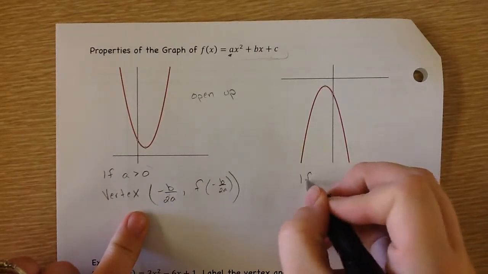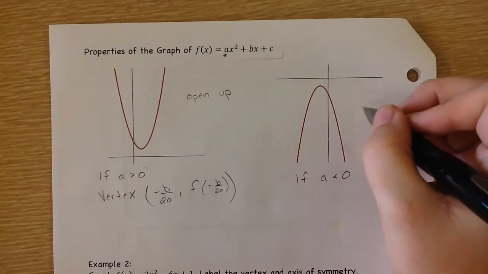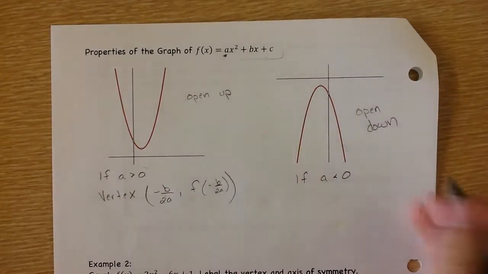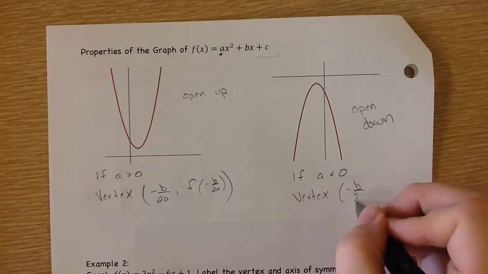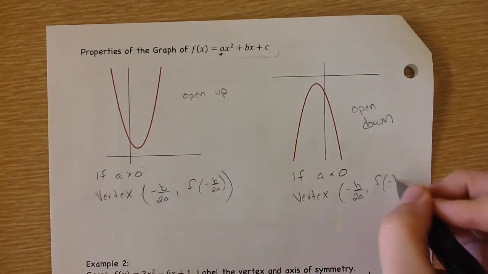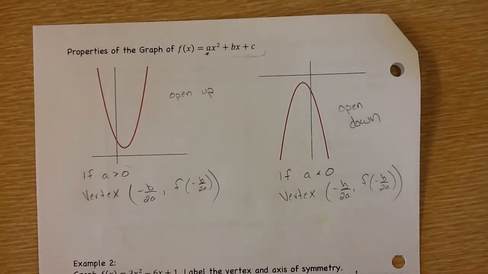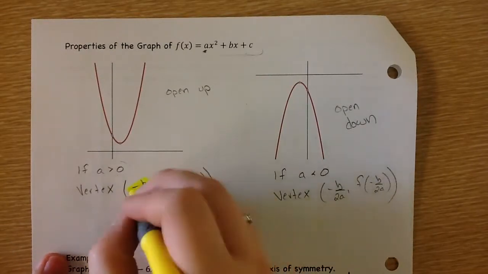If a is less than 0, if it's negative, then it's going to look like this. It's going to open down. But everything else is the same. The vertex is still going to be at the point negative b over 2a, f of negative b over 2a. So then now I can actually get some information from standard form. Really, all you need to remember is that the vertex is at negative b over 2a.